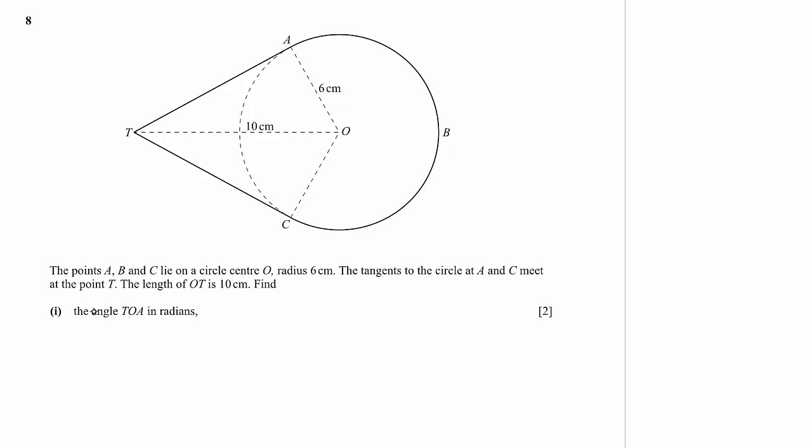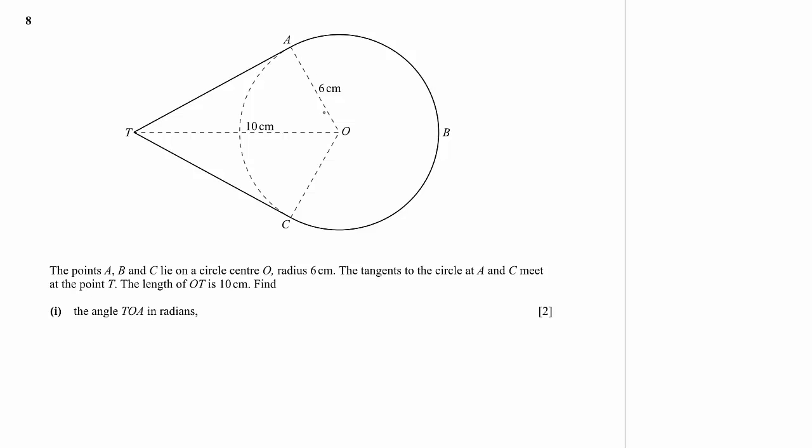The points A, B and C lie on a circle centre O, radius 6 centimetres as shown in the diagram. The tangents to the circle at A and C meet at the point T. The length of OT is 10 centimetres as we can see. We want to find the angle TOA in radians.